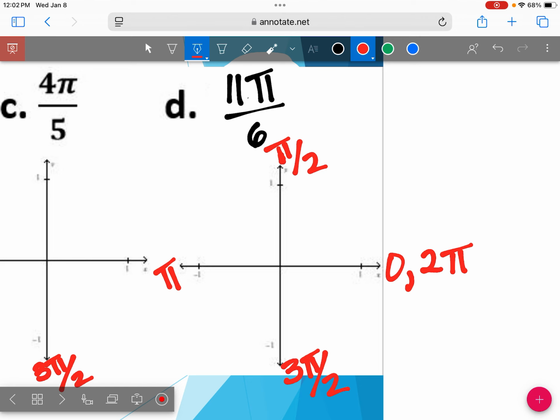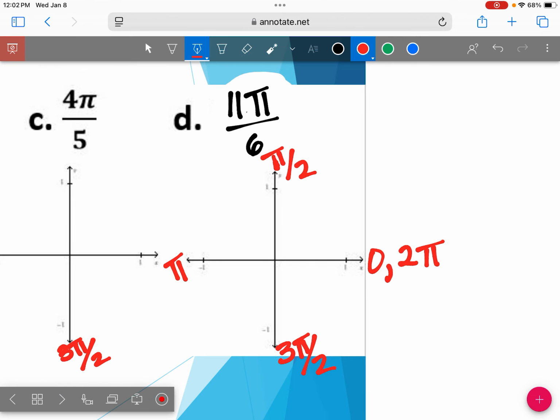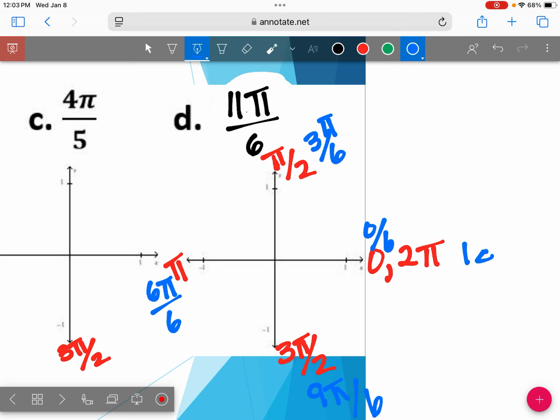All right, so again, if we were to write this in terms of 6, this is the same as saying 0 over 6. What is half of 6? 3. So in other words, we're counting by 3. So pi over 2 is the same as 3 pi over 6. 6 pi over 6 is the same thing as pi. 9 pi over 6 is the same thing as 3 pi over 2. And then 2 pi can be written as 12 pi over 6.